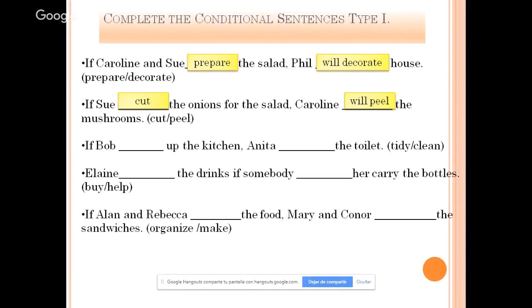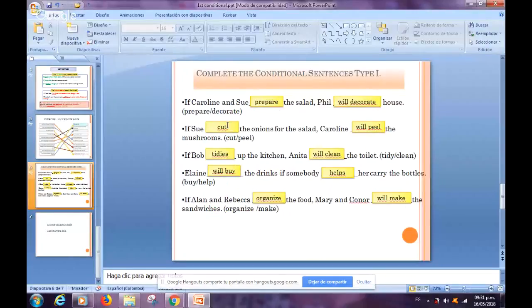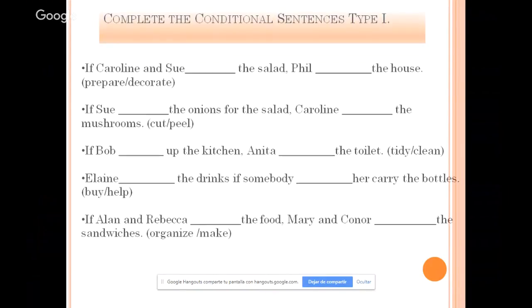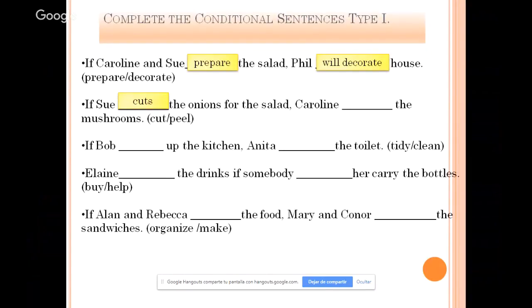Here, the conjugation is cuts. So let me fix it. Oh my gosh. That's it. Sorry. Okay, it is Sue cuts because it is the present tense. In the present tense, the third person singular is conjugated using the final s or es. So if Sue cuts the onions for the salad, Caroline will peel the mushrooms.